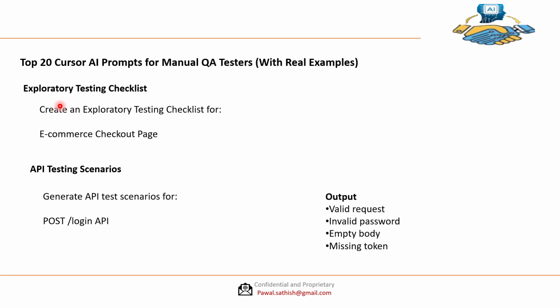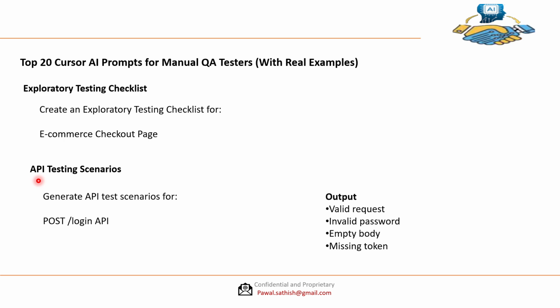Then we'll also use the exploratory testing checklist. Okay, we'll give the prompt like: create an exploratory testing checklist for the module name, or the entire application name we'll give it, or in case some changes are done in a specific module, okay, we'll give that module name.